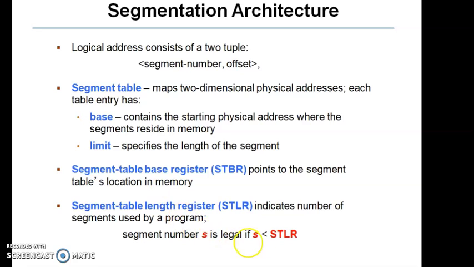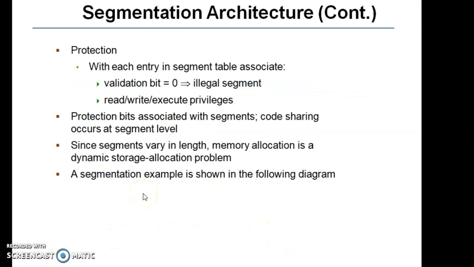Segment number S is legal only if S is less than the STLR, that is, the segment table length register. Protection in the segmentation architecture: with each entry in the segment table we associate a validation bit, where 0 means an illegal segment, and we can also have read, write, execute privileges, like RWX permissions in the Unix operating system. Protection bits are associated with segments, and code sharing occurs at the segment level. Since segments vary in length, memory allocation is a dynamic storage allocation problem.